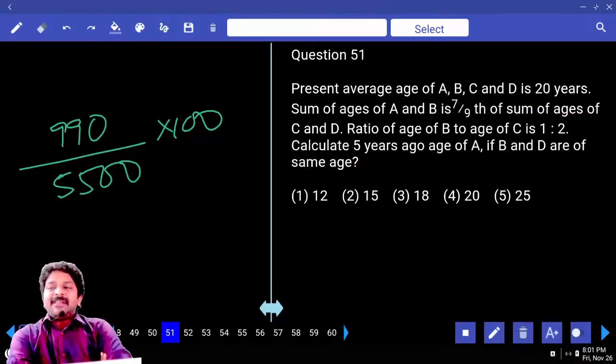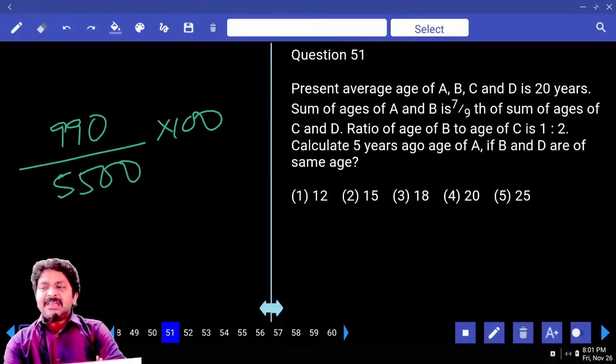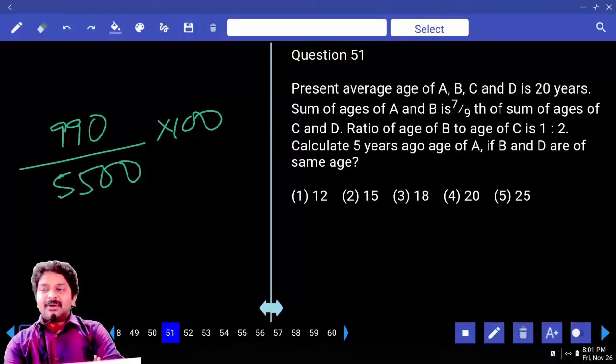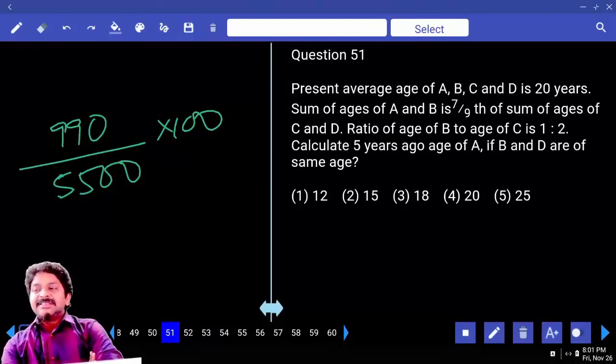The present average age of A, B, C, D is 20 years. The sum of ages of A and B is 7/9 of the sum of ages of C and D. The ratio of the age of B to the age of C is 1:2. Calculate the age of A 5 years ago if B and D are of the same age.